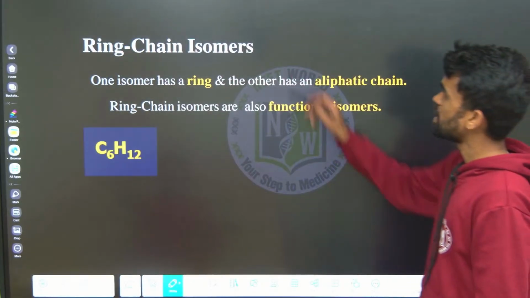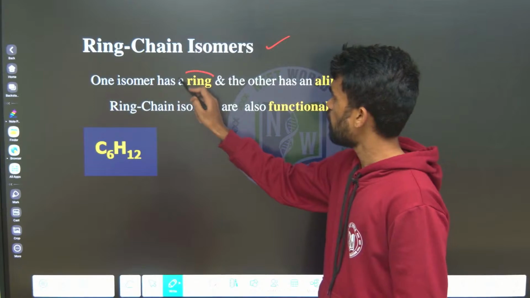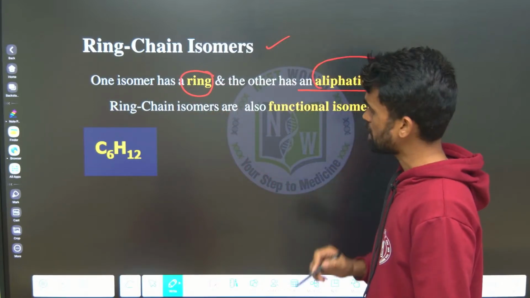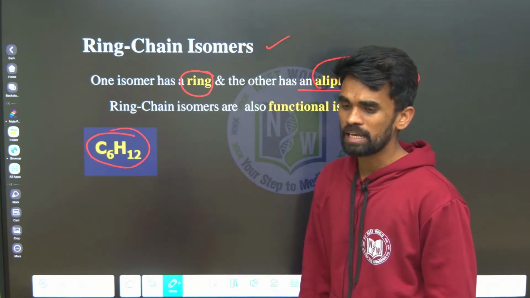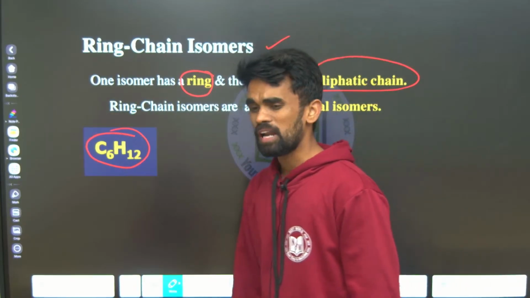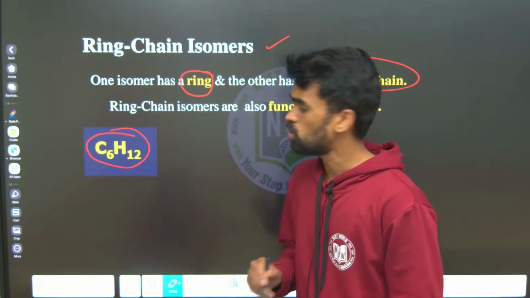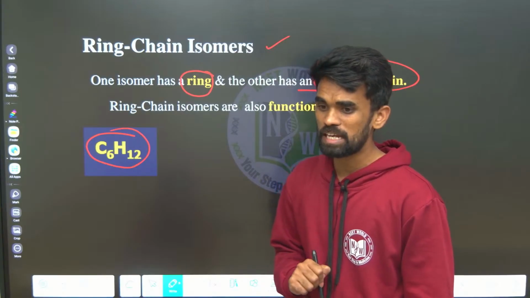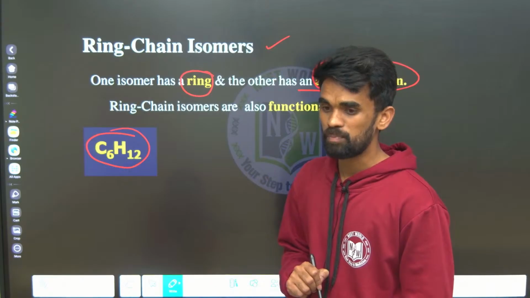Okay. Next, ring chain isomers means one isomer will be in ring form and another one will be in an aliphatic chain. For example, we have C6H12. Tell me, alkene, alkane or alkyne? Alkene. Why am I always asking to identify alkene, alkane or alkyne? We get to know its degree of unsaturation. What do we mean by degree of unsaturation? The number of double bonds, the number of pi bonds possible in that structure.